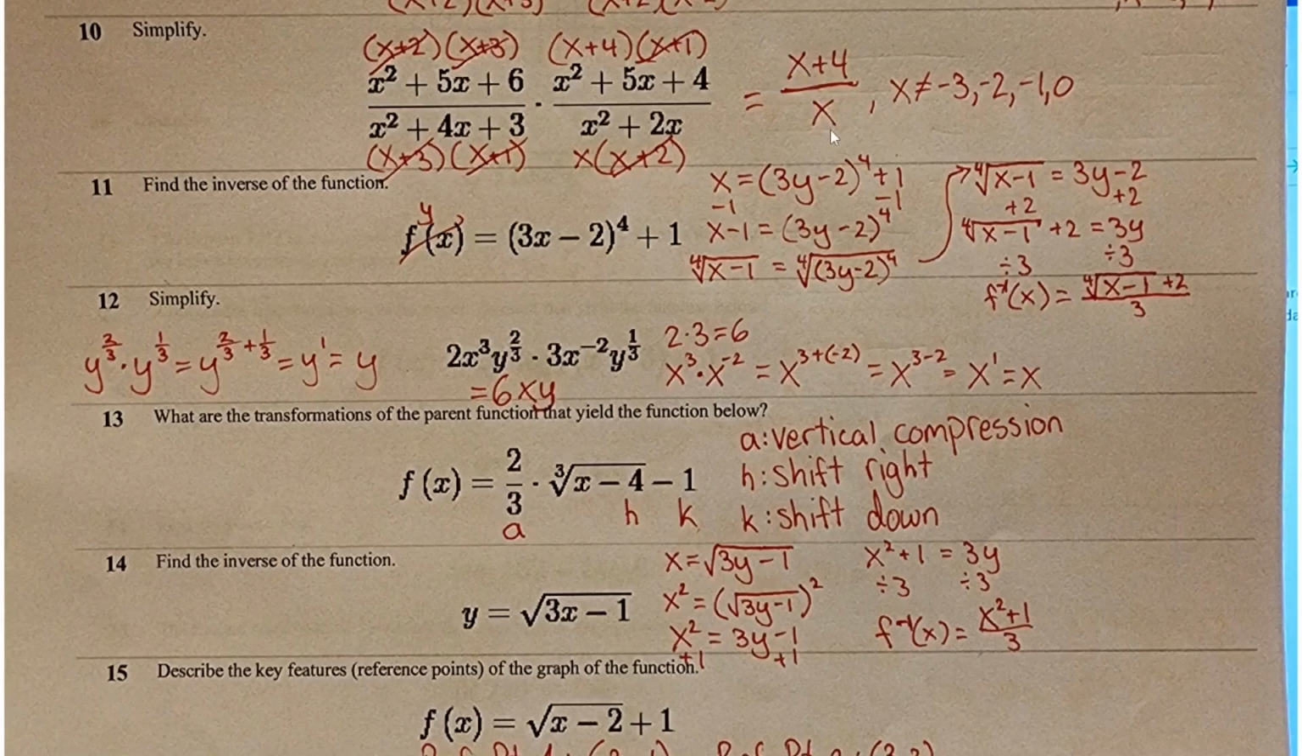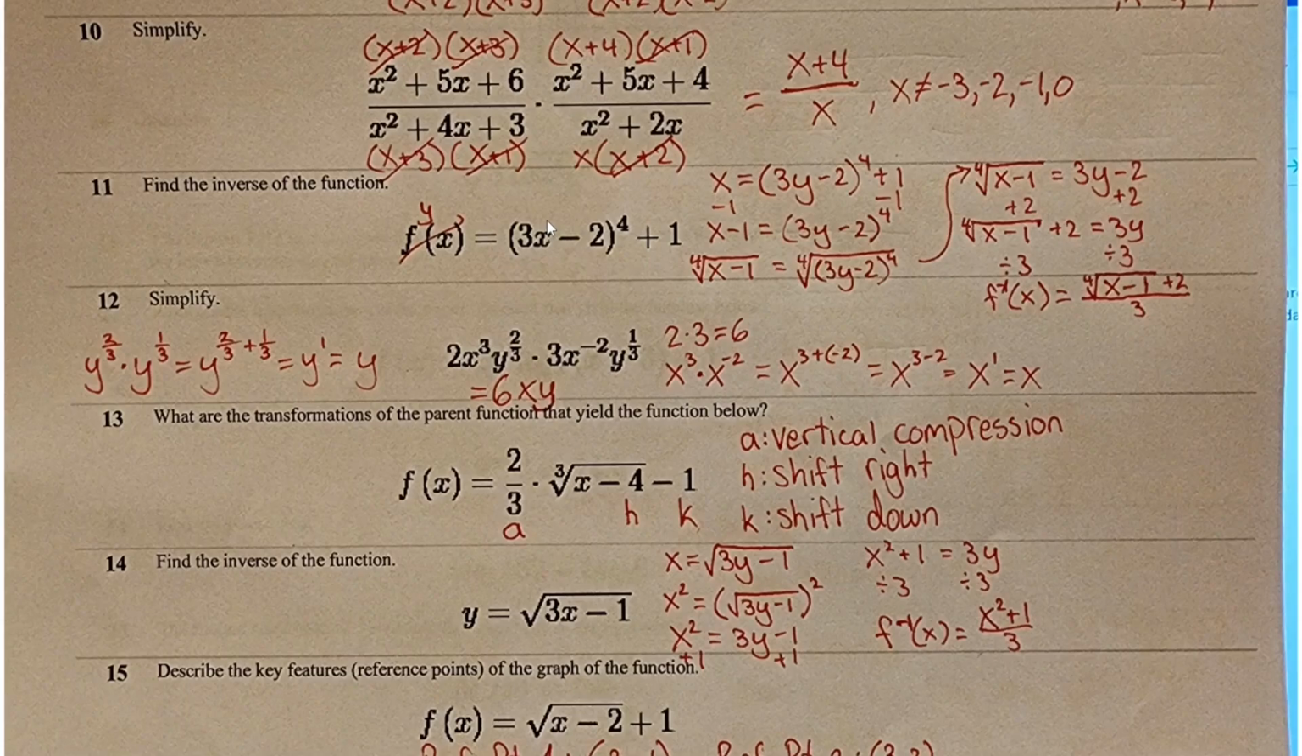You could say, oh, x divided by x is 1, and you have 1 plus 4 over x. That would actually be another perfectly acceptable answer, but I'm totally fine just leaving it like this, all right? Excluded values: -3, -2, 1, -1, and 0, and there they are, -3 here, -2 here, -1 there, and 0 there. Number 11, we're supposed to find the inverse of the function.